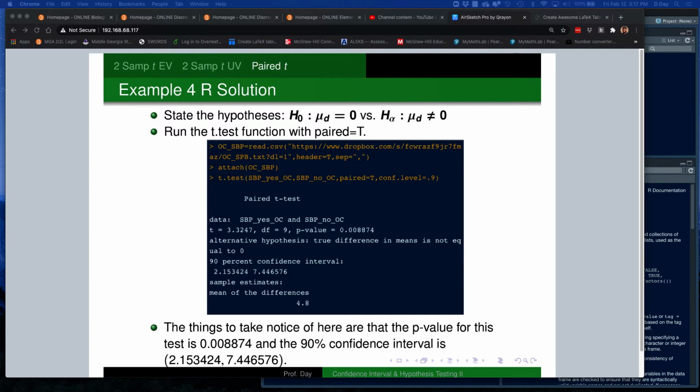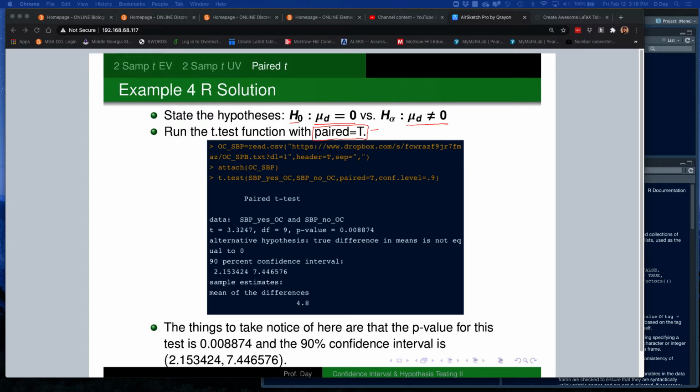So my hypotheses here: my null hypothesis is the population mean of the difference is equal to 0, versus not equal to 0 for the alternate. In the t-test function, there's another argument we can put in there called paired equals TRUE. Usually this is set equal to FALSE, which is why we don't have to put it in there. But if we want to run a paired t-test, we have to put this inside our t.test function to get it to run a paired t-test. This is a very useful function. It does several different things.